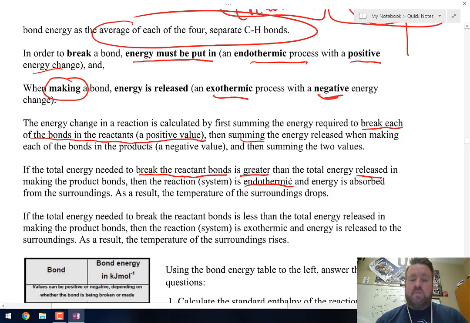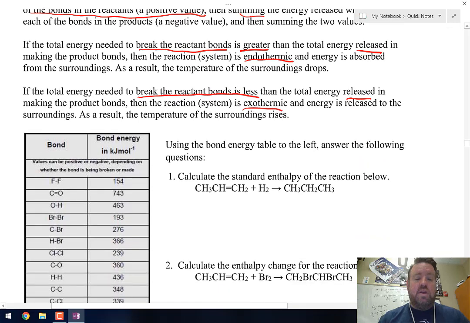Okay, and of course we know that the temperature of the surroundings is going to go down because it's absorbing energy from the system. If the total energy needed to break the bonds is less than the energy released, then of course it's exothermic. And then it's going to feel hot because heat is exiting the system. Okay, and so here we have an example of this.